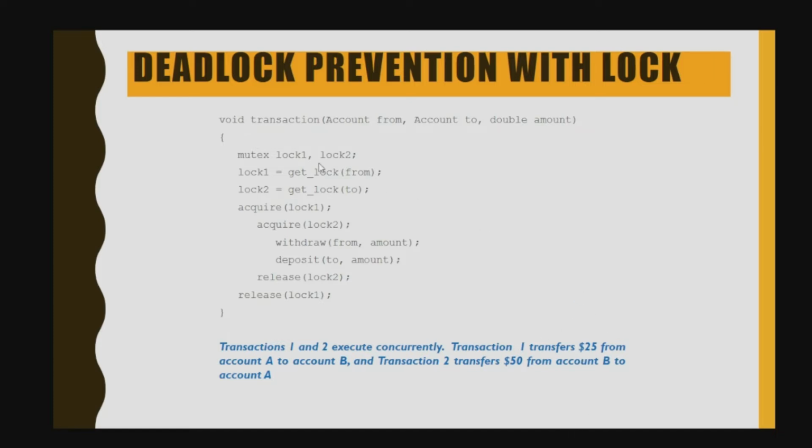So we use the mutex locks, get lock from and get lock to. We use the lock function to lock the process. One process is a withdraw, another process is a deposit. After the withdraw and deposit, it will release the lock. So these are the procedure or the code for deadlock prevention with the lock. We use the lock function in order to prevent the deadlock.